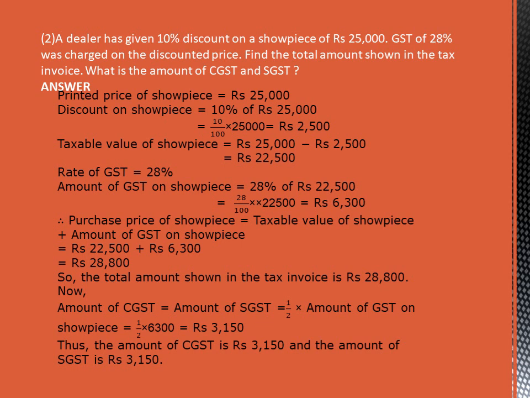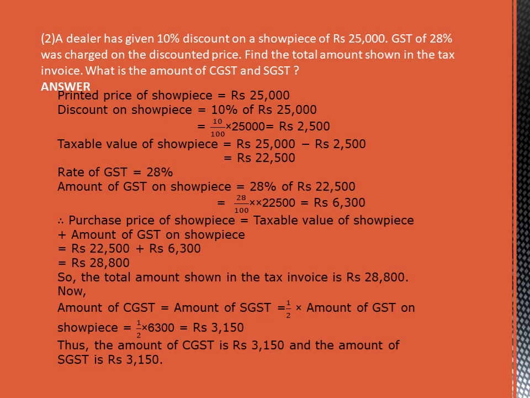They also ask us to find the total amount. First we calculate the purchase price of the showpiece. How will you find the purchase price? We take the taxable value and add the GST. That is 22,500 plus 6,300, which gives 28,800. This means the total amount of the showpiece in the tax invoice is rupees 28,800.